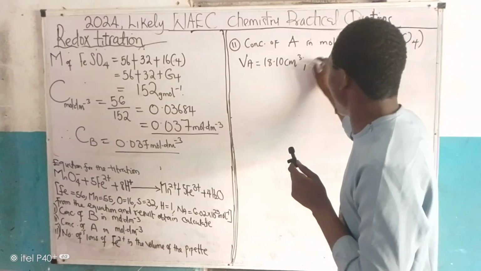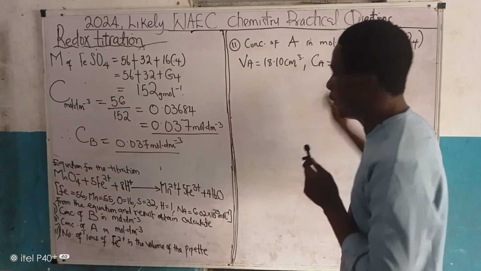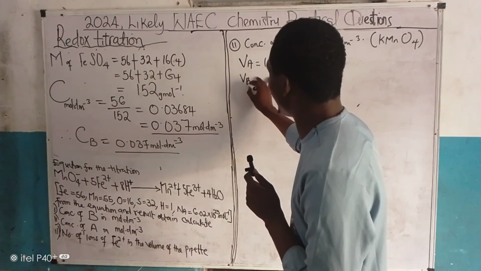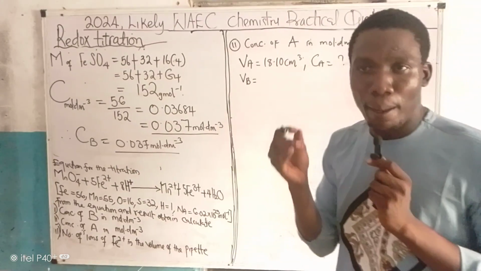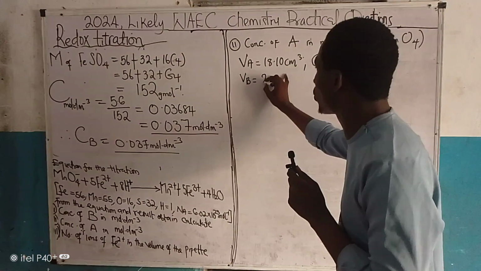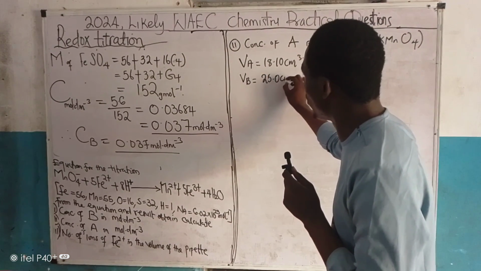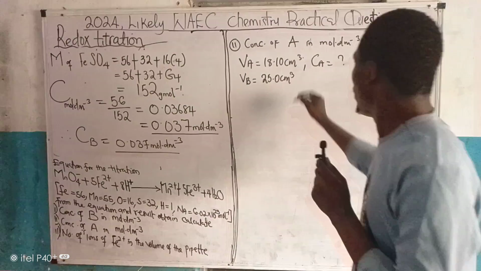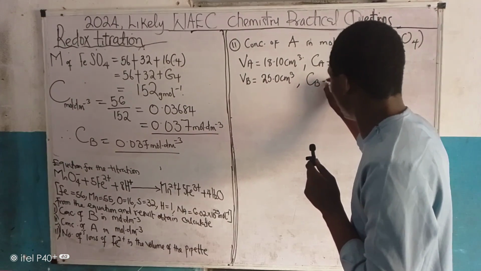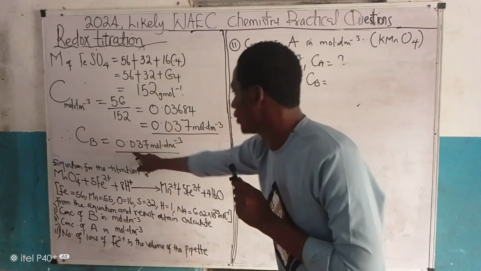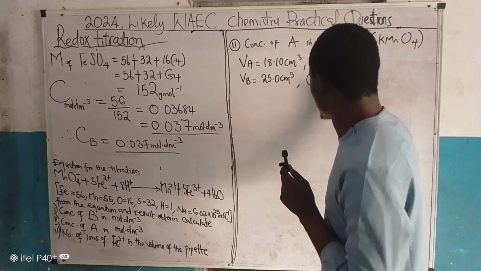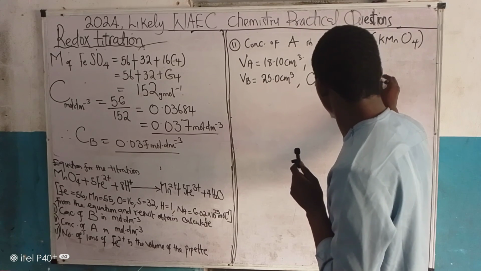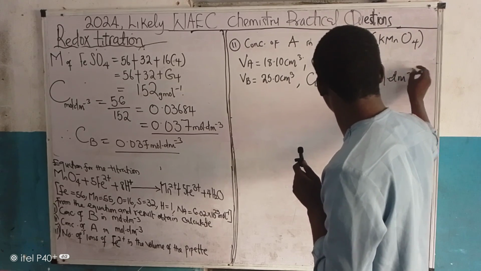And now we are looking for the concentration of A. Do we know the volume of B? Remember that the volume of B is the volume of the pipette, which is always 25.0 cm3. Check my previous video for that. Now, what is the concentration of B? We take 0.03684 mole per dm3.